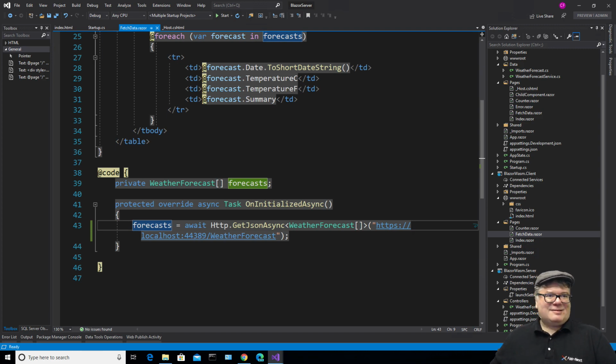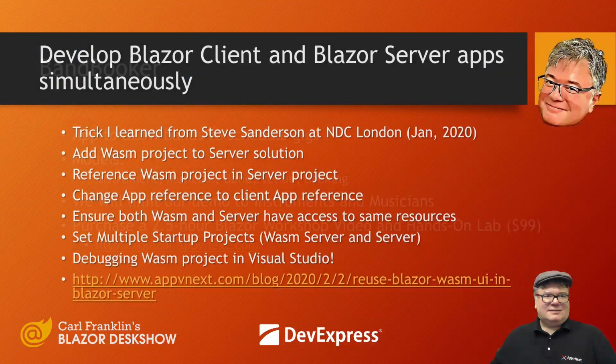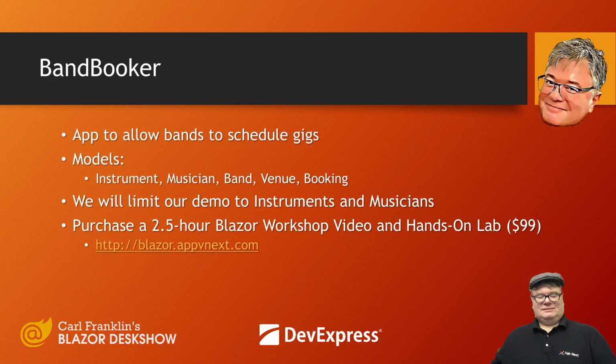Okay, let's get back to business. So I'm going to show you a project now called Band Booker, and this is a sort of scaled down version of the big version that I build in my workshop. I have a 2-day workshop I did for NDC Copenhagen. And this is an expansion of the 1-day workshop that I have online at blazor.appvnext.com. But it's going to be updated to be the full 2-day thing.